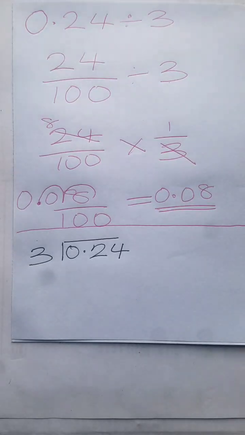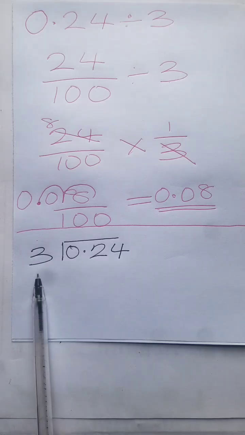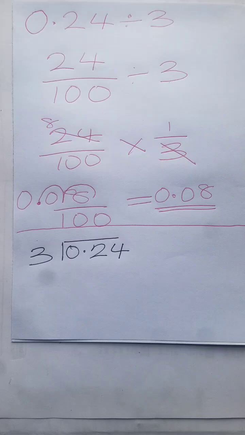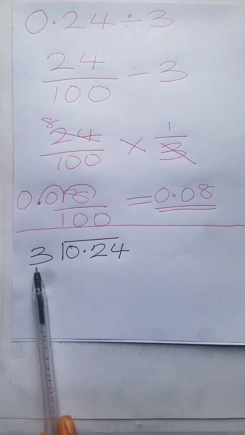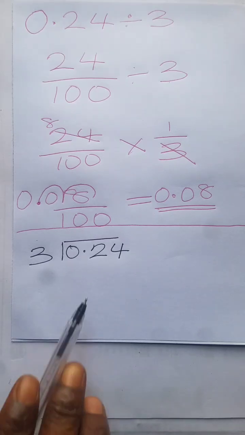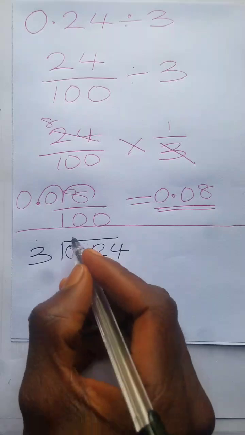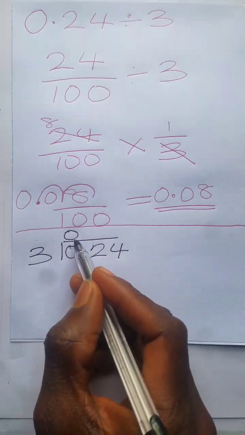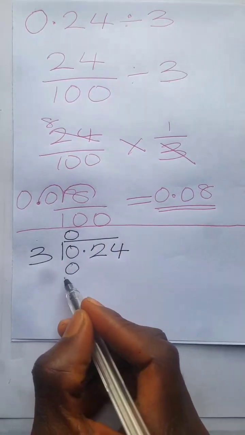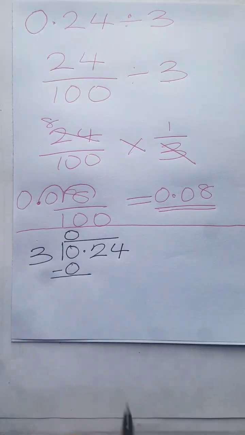Now, if I'm not comfortable with the first method, I can choose a second method because the denominator is a whole number. So it's easy for me to just go ahead and use this method. So 0 divided by 3 is, I can't do it, so I write a 0. 0 times 3 is 0. I subtract. Please, if you don't know how to use this long division method, go and watch our video on how to change fractions to decimal.